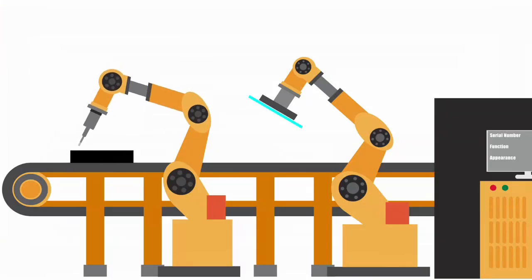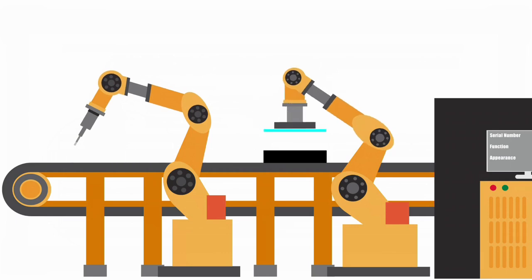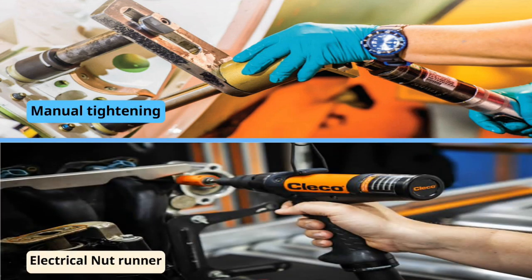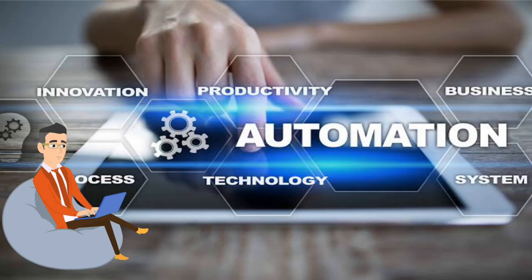Today, a number of simple automations are possible to ensure the humans involved are fully protected. Example: instead of manual tightening of nuts, electrical or pneumatic nut runners are available. Where it is not possible to use a nut runner, the engineers in the company have to design simple automations in an innovative manner.